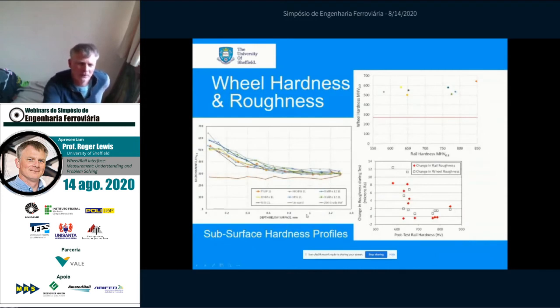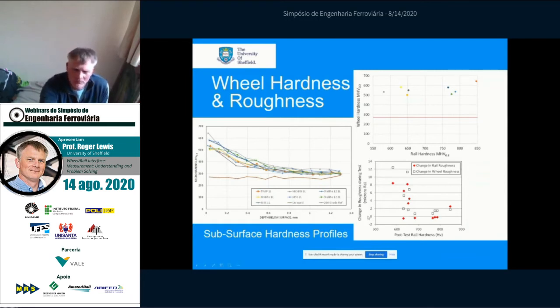Well, when we sectioned the wheel discs and looked at the hardness going into the material, we found largely that the hardness of the wheel material was staying constant, so you can see here. Regardless of the rail material it was running against, it work hardened to the same level. So that was showing us that the wear of the wheel material for these test conditions, which was 1% slip and about 1500 megapascals, the wheel wear was not affected by the rail that it was running against.